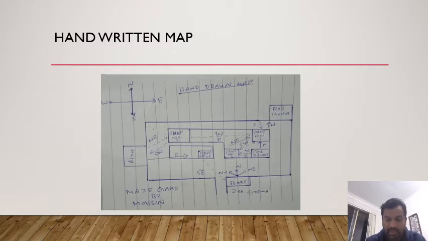Hand-drawn map. We have four directions: north, south, east and west. And we have five shops: shop number 1, 2, 3, 4 and 5. And we have the locations: Z Cinema, DXB Theatre, Dubai Shop and Ajman. We have to start from Z Cinema.